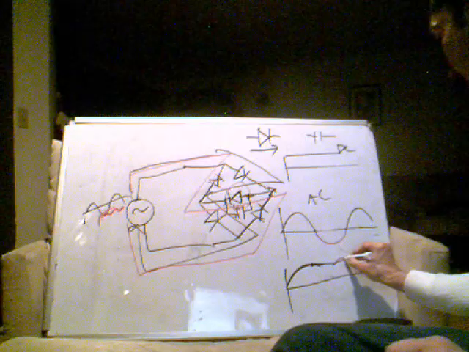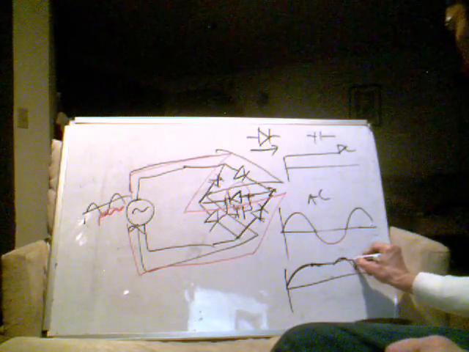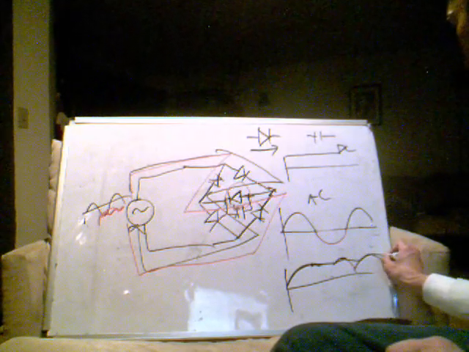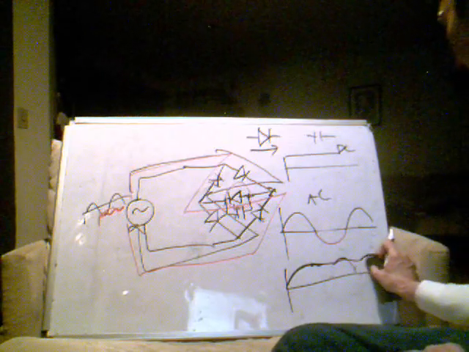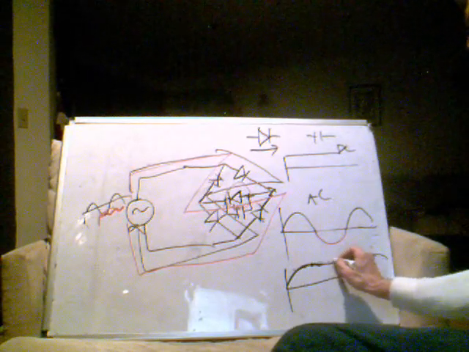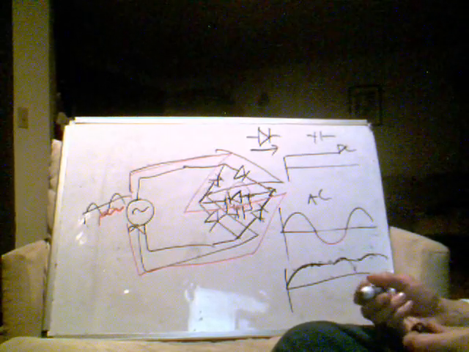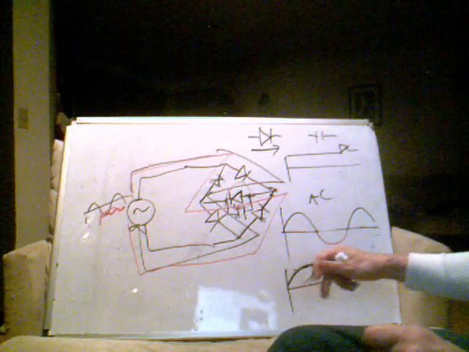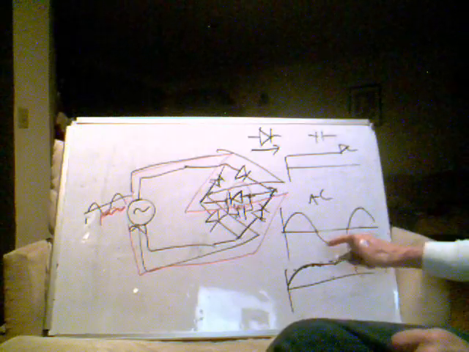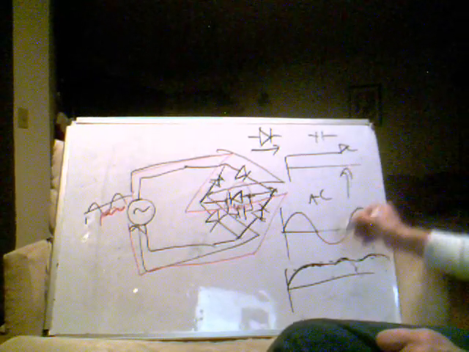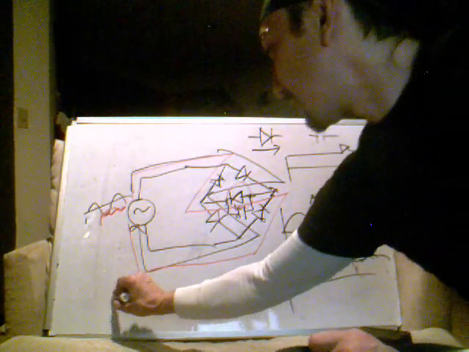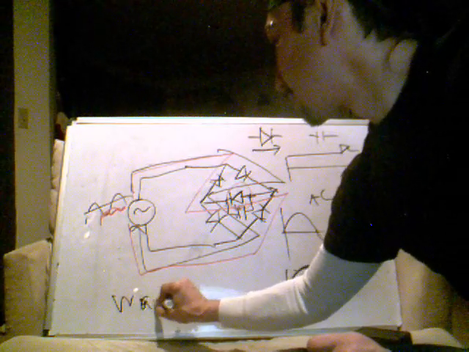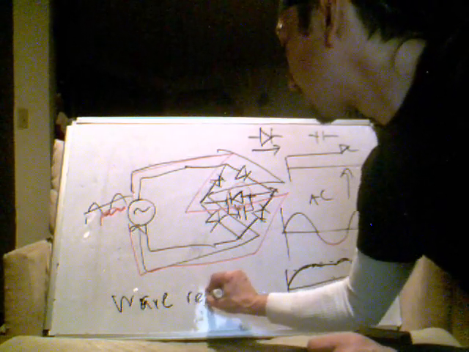And then it'll charge up a little bit, and then discharge. And then charge up a little bit, and then discharge. And so that looks a lot more like a flat line. And that is how we take one of these AC waves and rectify it into DC current. So we call this a wave rectifier.